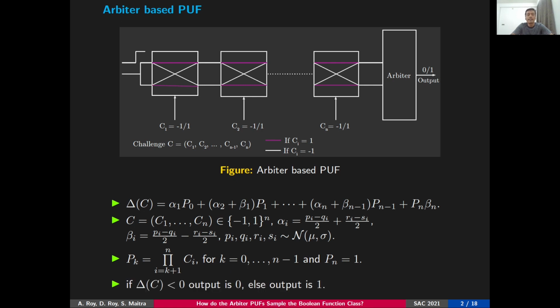Now, if delta C is less than 0, it is outputting 0. If it is greater than 0, it is outputting 1. Now, you can see that arbiter based PUF can be seen as a Boolean function. In the case of Boolean function, we consider the domain as {0, 1}^n. But in the case of n-length arbiter based PUF, we are considering the domain to be {-1, 1}^n. This domain can be transferred to each other using a simple transformation.